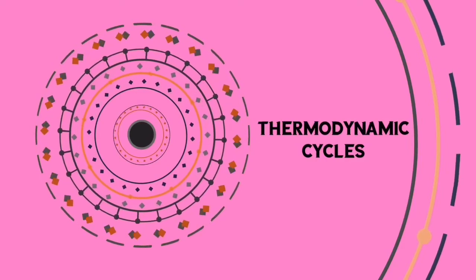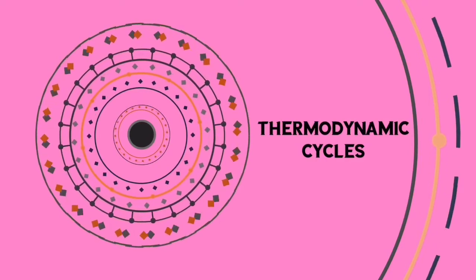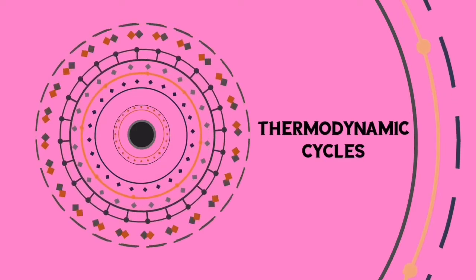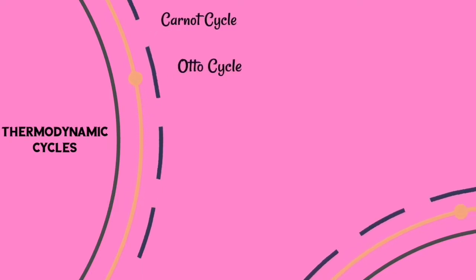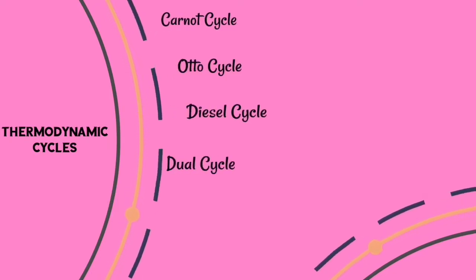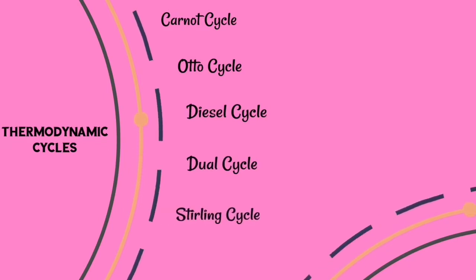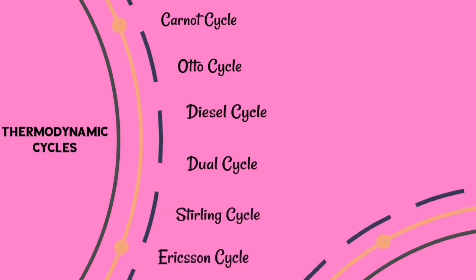Hi future engineers! Today, we will talk about thermodynamic cycles. There are 6 cycles to be discussed in total, so make sure to check them all, and they are as follows: Carnot cycle, Otto cycle, diesel cycle, dual cycle, Stirling cycle, and Ericsson cycle.